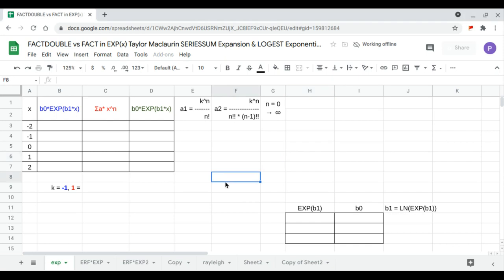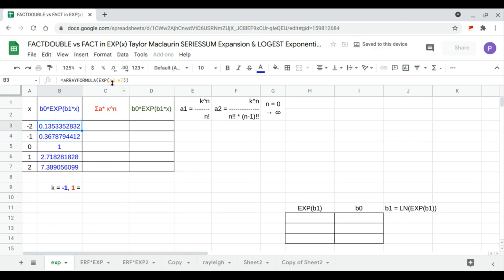In this video, we'll generate the Taylor-Maclaurin series sum expansion of exponential decay and exponential growth using double factorial and factorial. Begin with the decay, which is equal to R formula, exponent of the x values from negative 2 to positive 2.